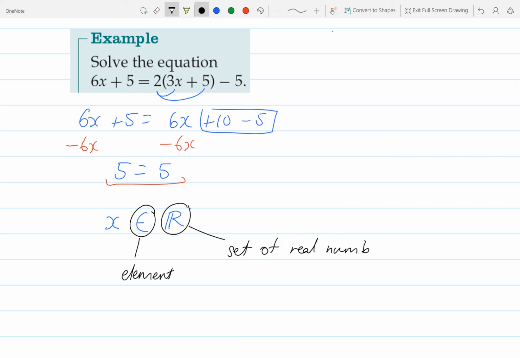So any real number can be positive or negative, it can be decimal, it can be fractional, it can be anything. So that whole statement there that x is an element of real basically means it can be any number.